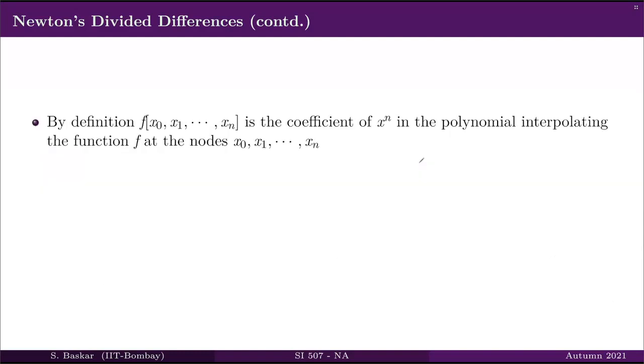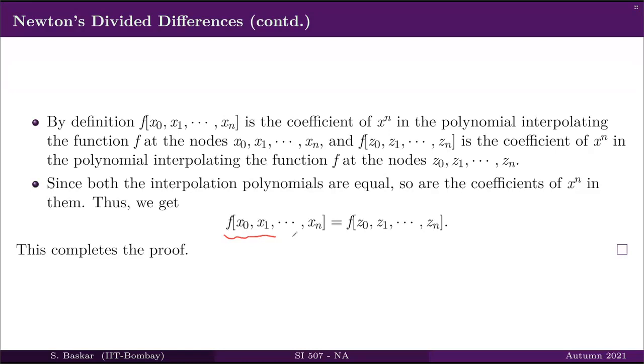And therefore, by the definition, since the divided difference is the coefficient of the highest degree term, that is x power n, that coefficient should not be different because the polynomials of these two data sets finally coincide. Therefore, the coefficient of x power n should also be the same. That is, f of x0, x1 up to xn should be the same as f of z0, z1 up to zn. Well, that is the proof of this property.